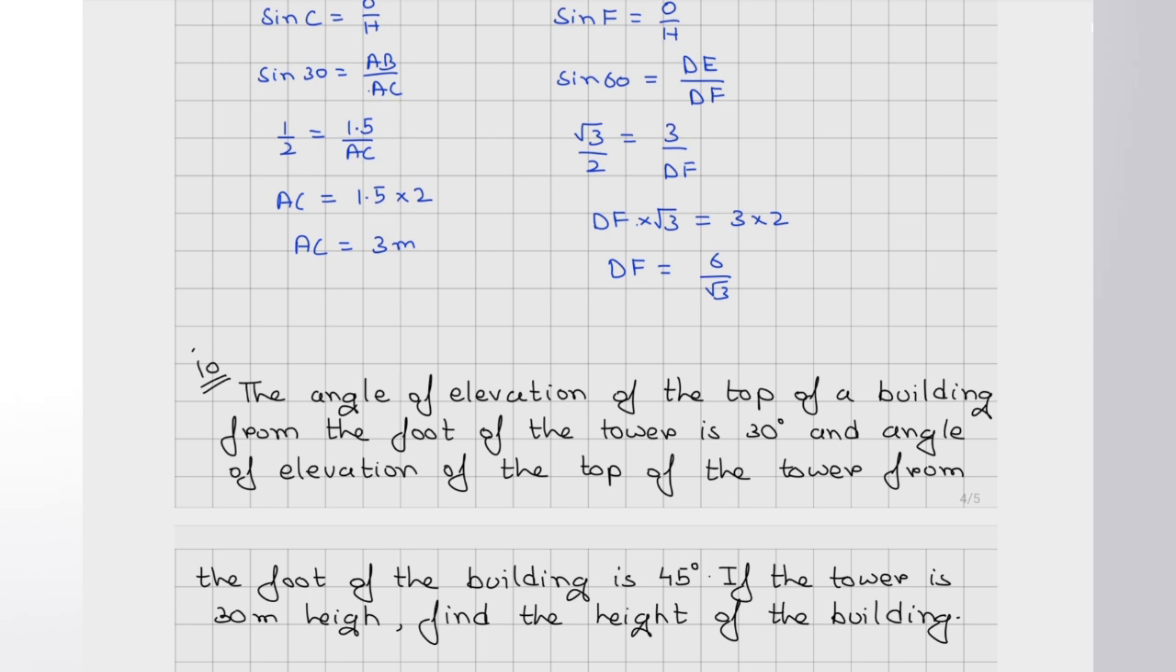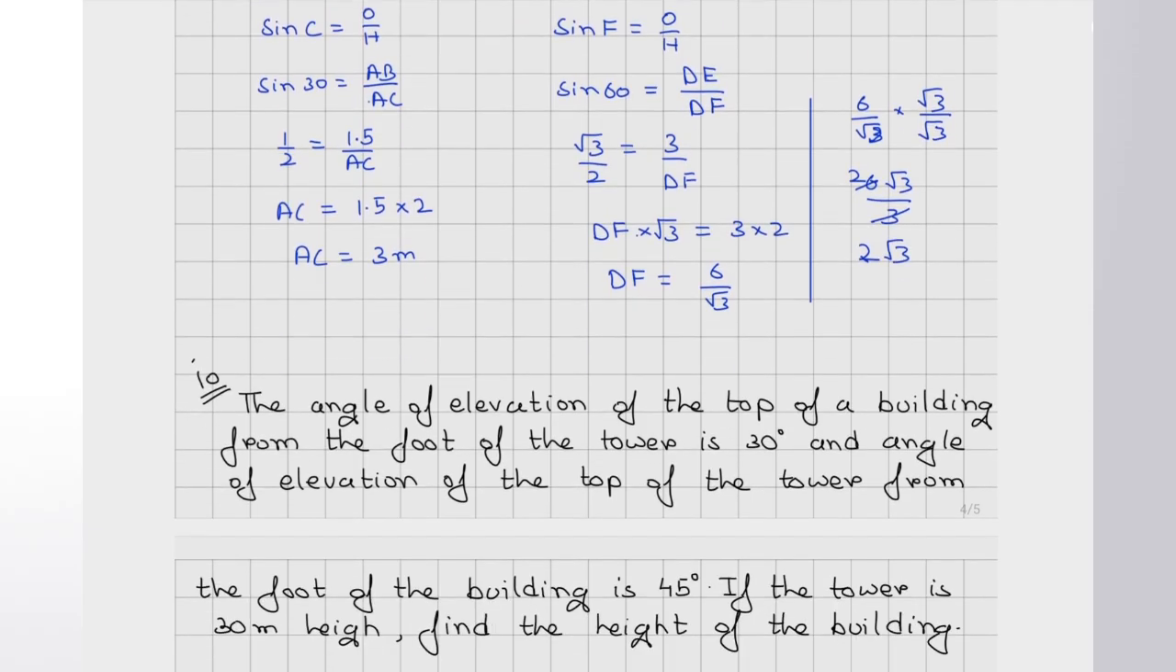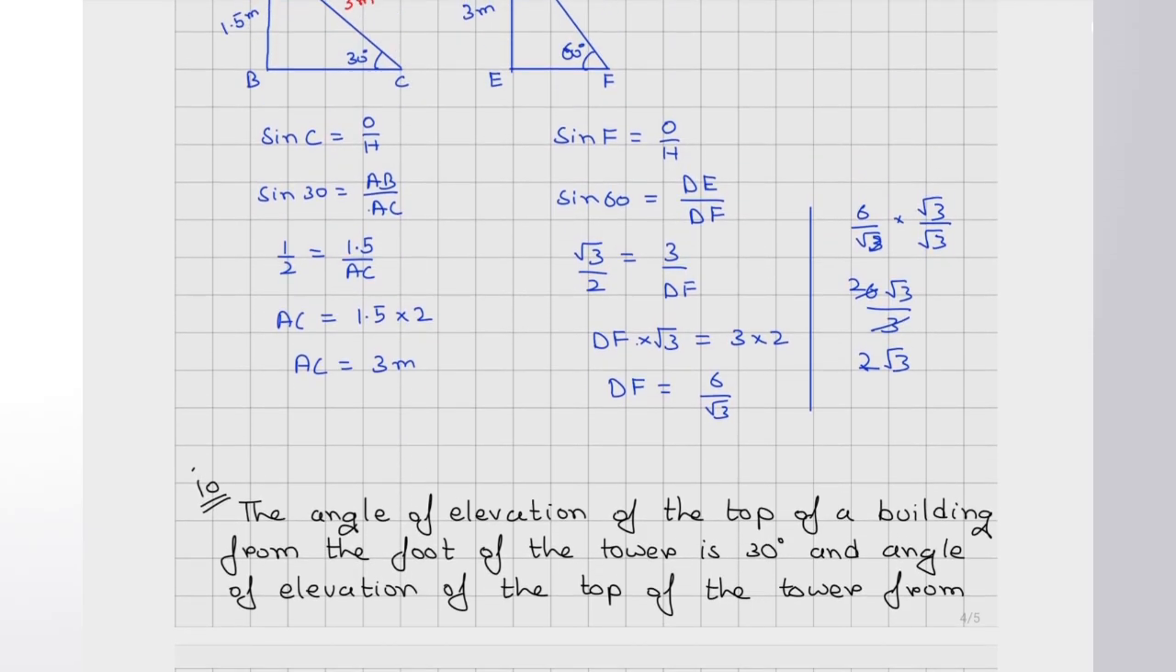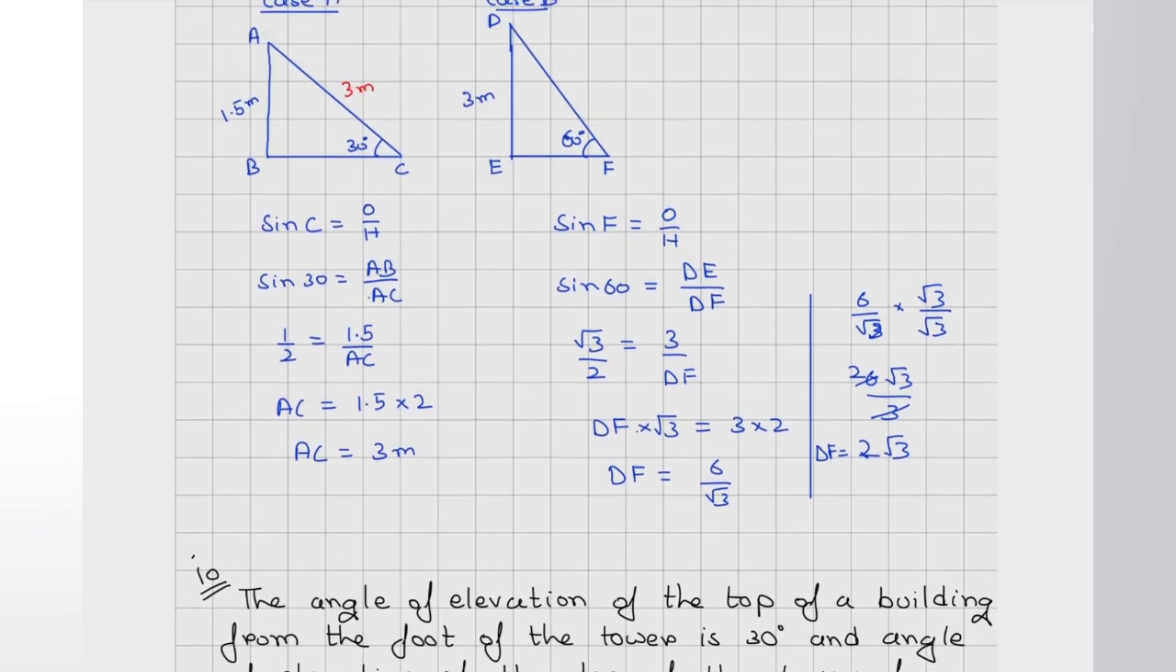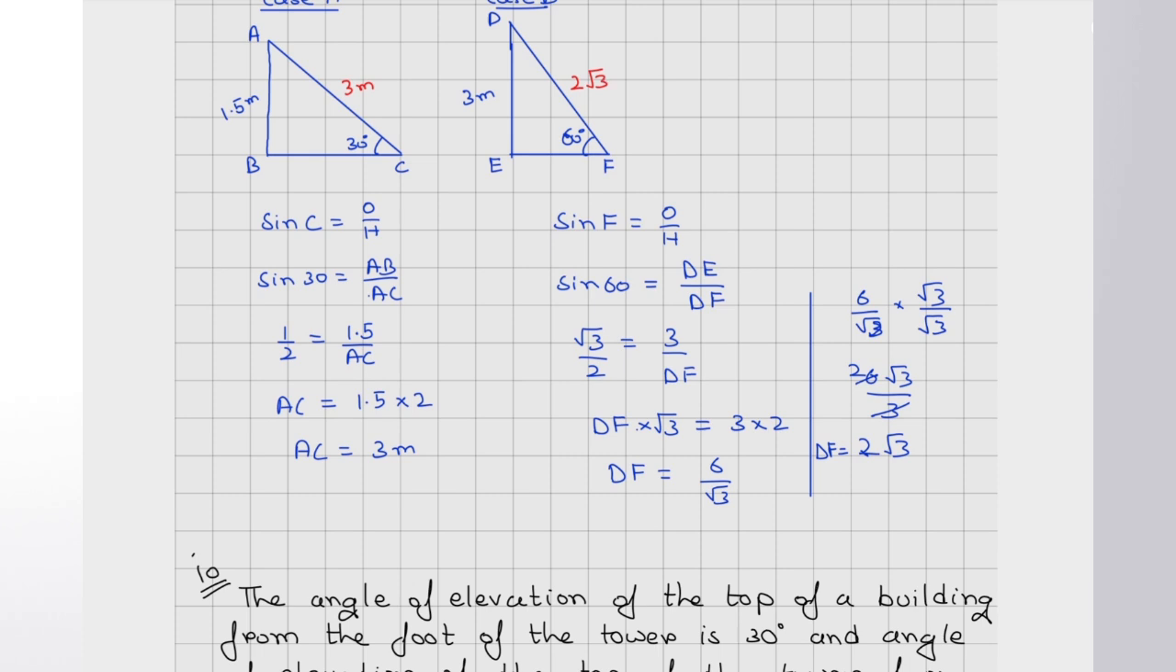Rationalizing the same, we got 6 by root 3 into root 3 by root 3. 6 root 3 by 3, that is 3 2s are 6, 2 root 3. So the hypotenuse or length of the slide DF is equal to 2 root 3 meters.